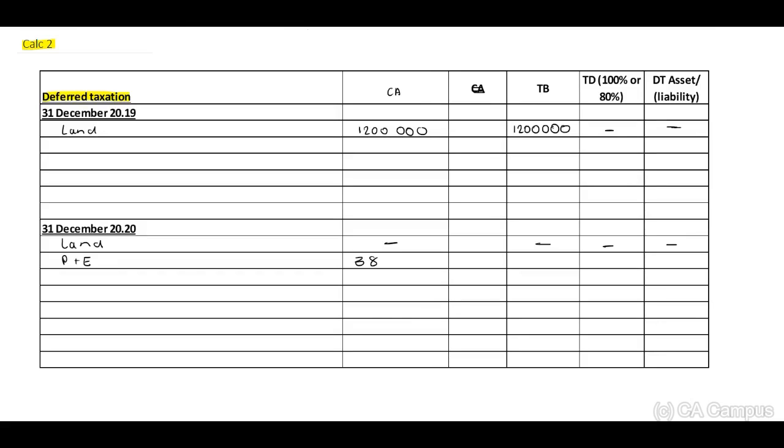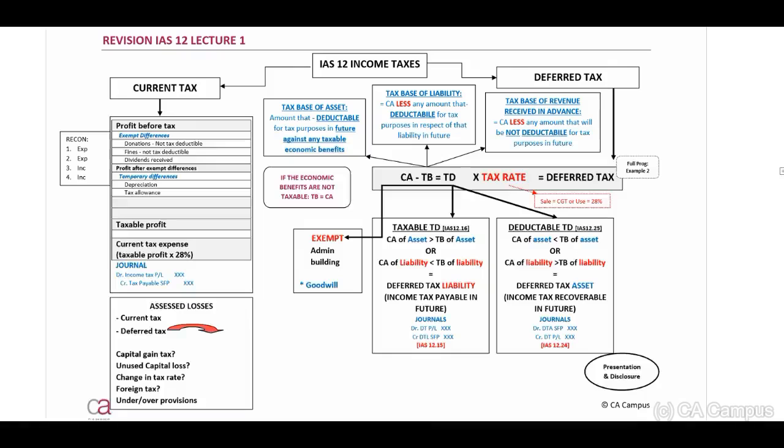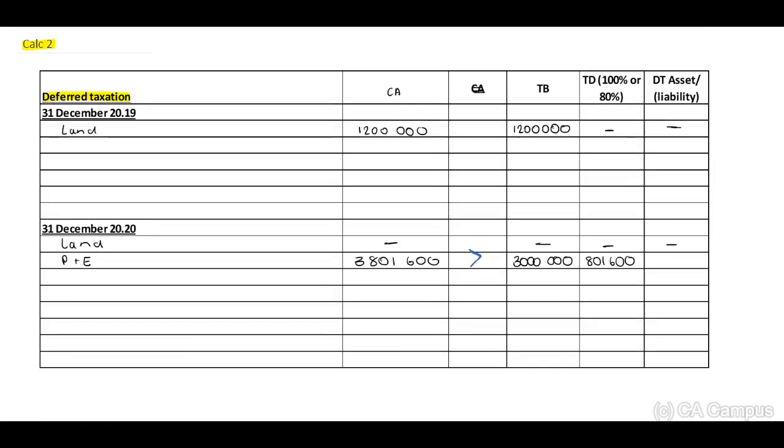And this is the 3,801,600 and we have our 3 million. Therefore, we have a temporary difference of 801,600. Okay guys, the carrying amount of our asset exceeds the tax base of the asset. Therefore, when you refer to our revision page, if the carrying amount of your asset exceeds the tax base, it's a taxable temporary difference and we will recognize a deferred tax liability. $224,448. This is a deferred tax liability.